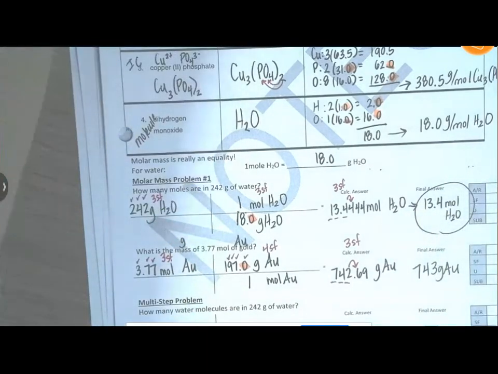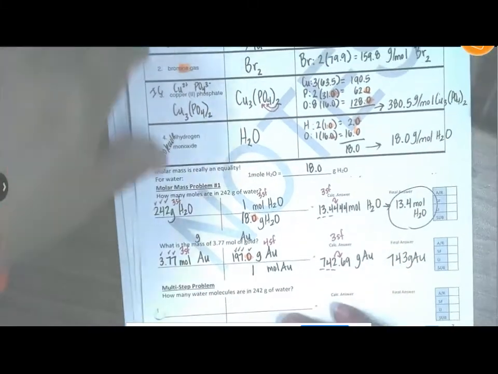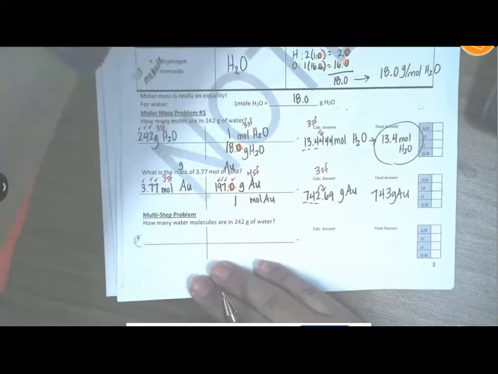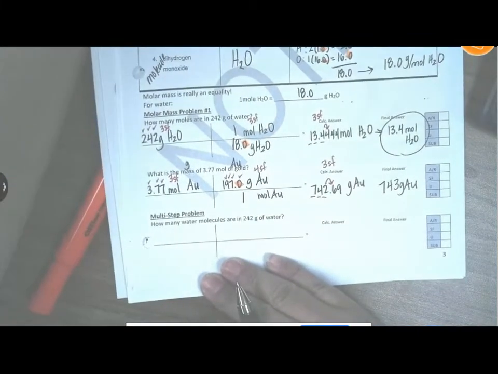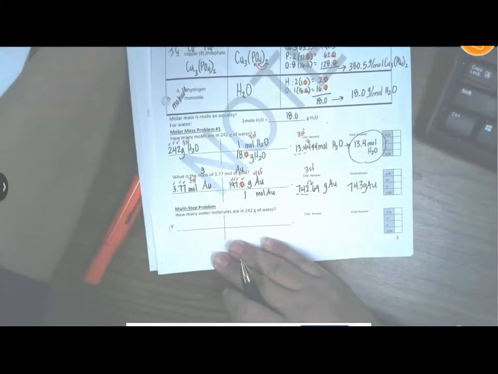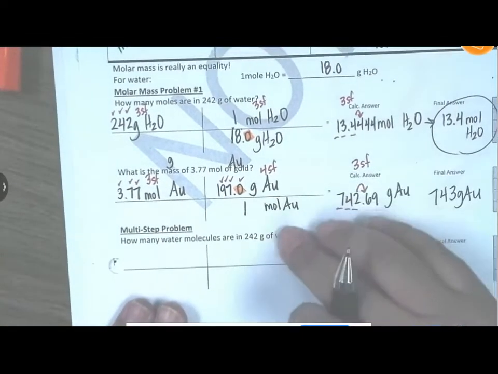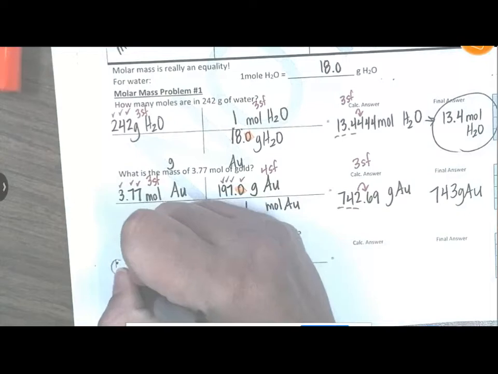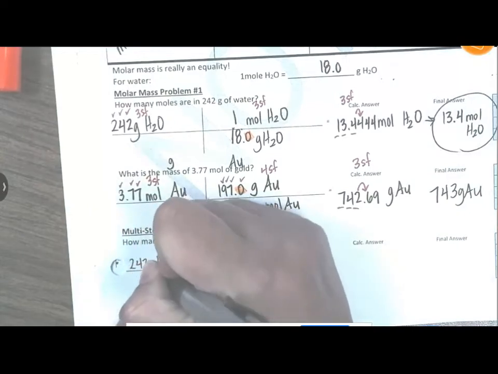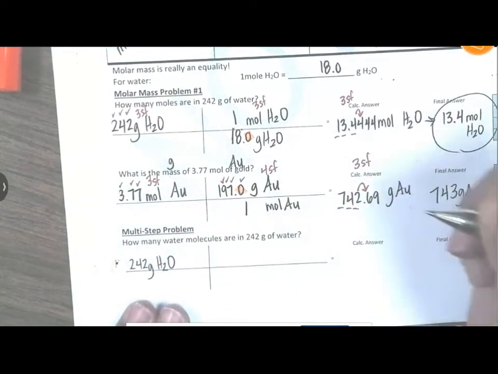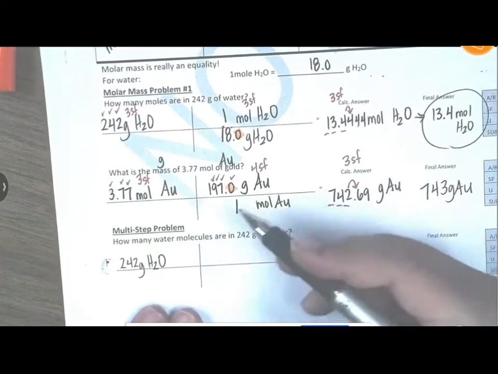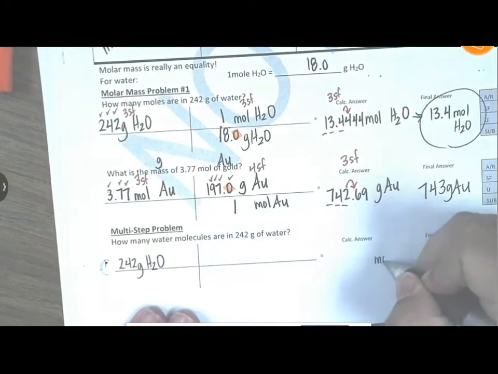All right, last one before we look at the homework. How many water molecules are in 242 grams of H2O? So I'm going to start with my given. That's dimensional analysis. I'm starting with 242 grams of H2O, and I want to go to water molecules. So in the end, I'm going to have molecules of H2O.